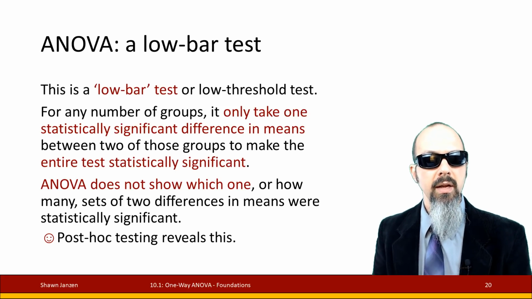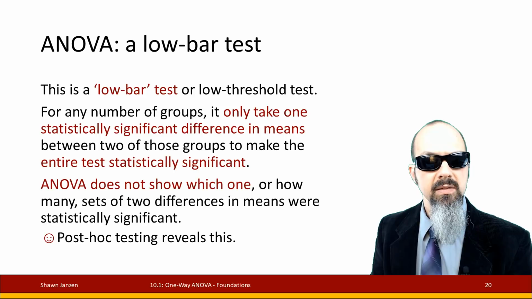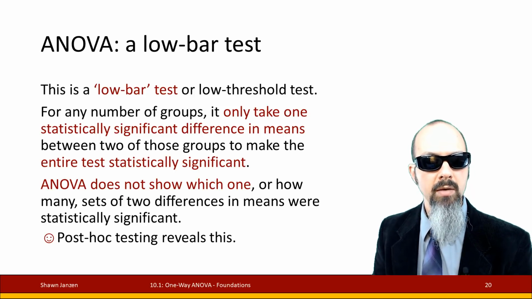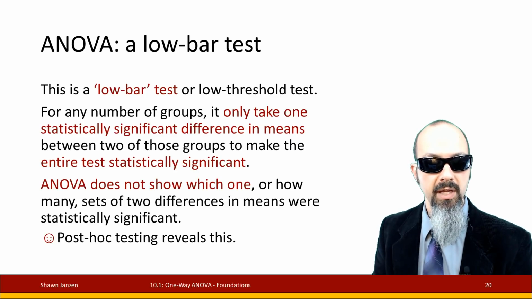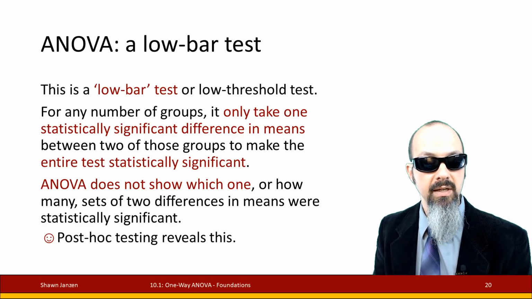Now, the other side of the ANOVA here is what I call a low bar test. And low bar could also be described as a low threshold. And what this means is, think back to our alternative hypothesis. The alternative hypothesis said that only one mean had to be statistically different from the rest. So because only one mean has to be statistically different from the rest, then as long as, when we're doing these pairwise tests, one of those differences pops as statistically significant, it's going to raise a flag, and the entire ANOVA analysis is also going to be statistically significant.